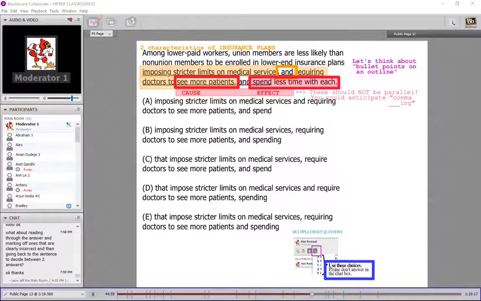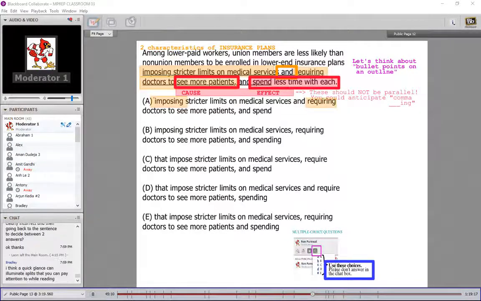But okay, the things that should be parallel are the orange things. So imposing and requiring in choice A, that's fine. That part is, at least. Imposing, comma, requiring, that's not fine. You need "and" here.